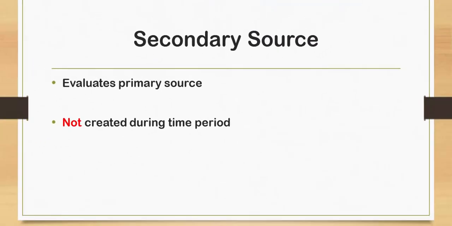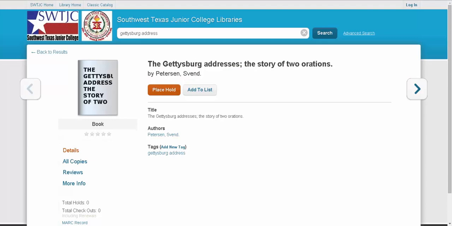For example, the Gettysburg Address is a primary source for Abraham Lincoln, the Battle of Gettysburg, or the American Civil War. A secondary source is an evaluation of a primary source. So a book written by Sven Petersen in 1967 that discusses the Gettysburg Address would be a secondary source because it was not written during the time of the address.